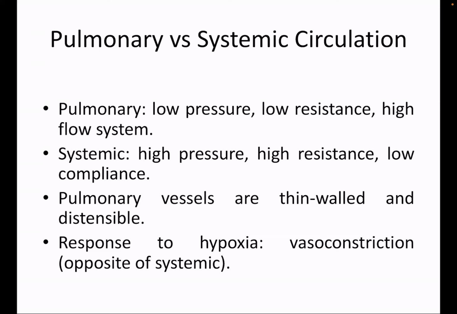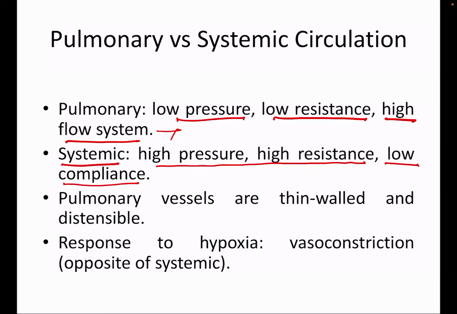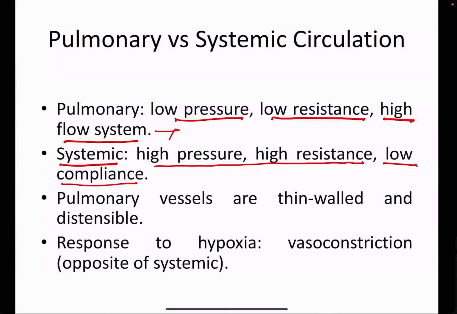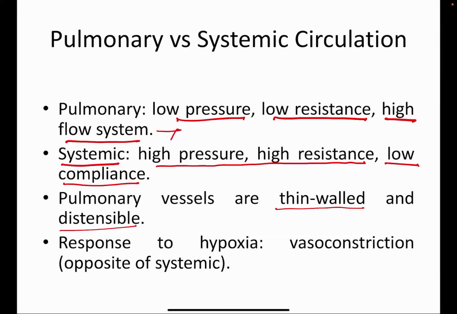Now, what is the basic difference between the pulmonary and the systemic circulation? The pulmonary circulation is a low pressure, low resistance and high flow system, and it is highly recruitable and compliant. Whereas the systemic circulation is a high pressure, high resistance and low compliant system. The pulmonary vessels are thin walled and distensible. What does this mean? This means that if we are able to increase the pulmonary blood flow by increasing the cardiac output, the distensibility actually contributes to reduction in the PVR.